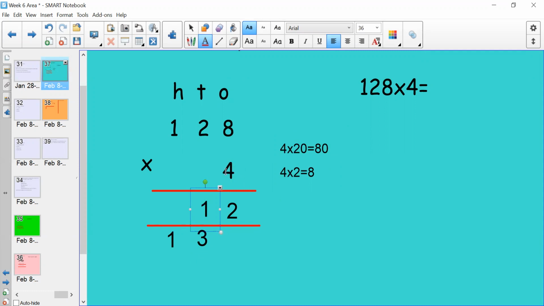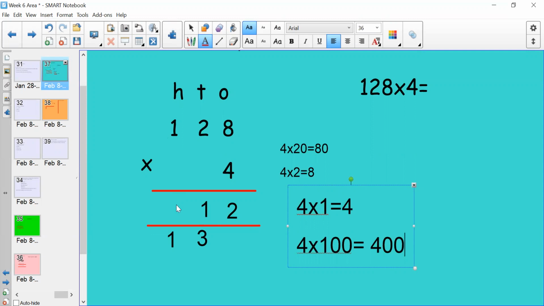Okay, then the last column, we've got 4 times 100. So we know that 4 times 1 equals 4. So therefore 4 times 100 is going to equal 400. So we're going to put 400 in the hundreds column, but we can't forget about this one. So we've got to add that. So it's 500 because this is standing for 100. So the answer is 500. So the final answer is 512.